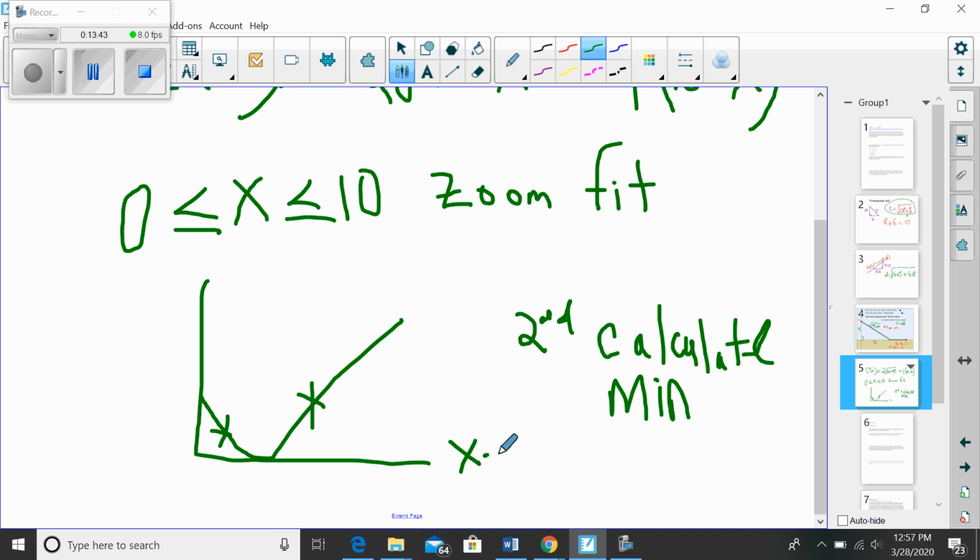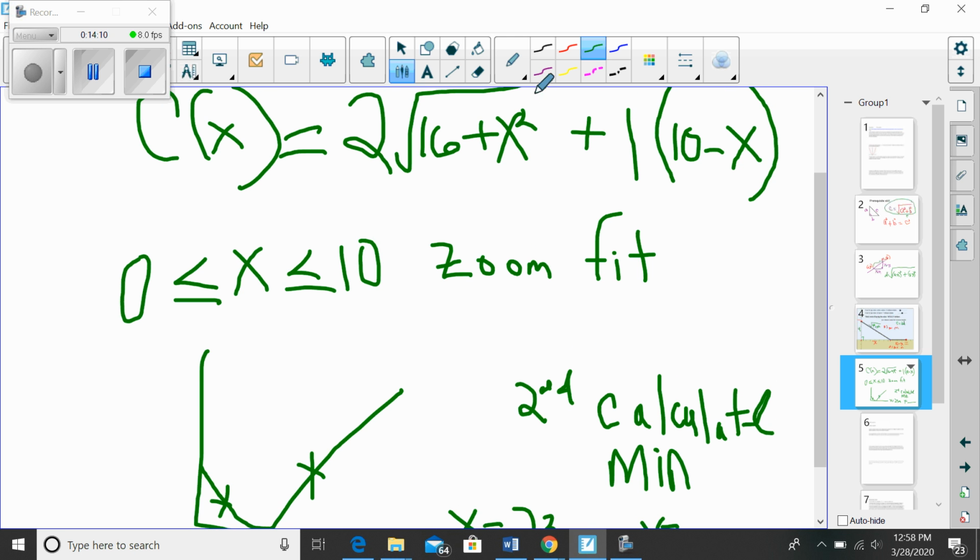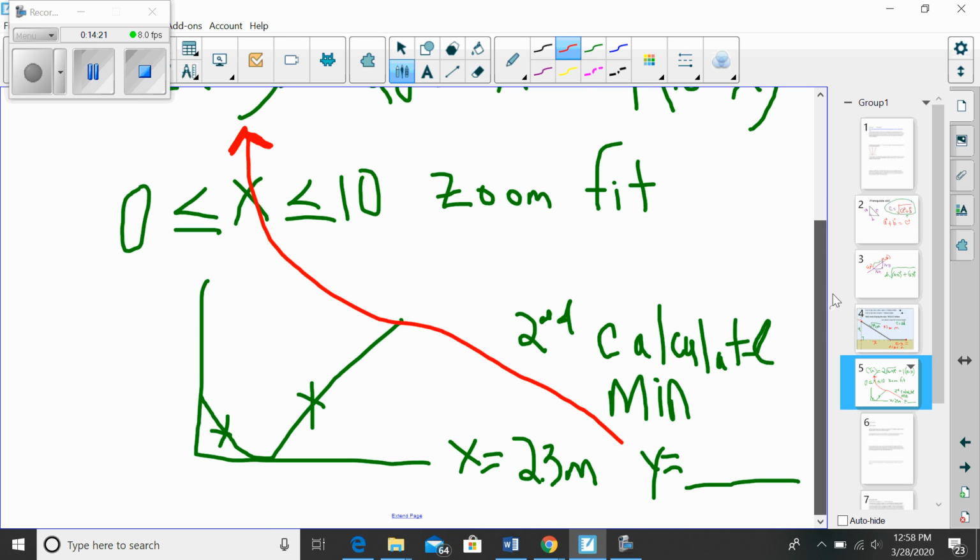And you're going to get x equals 2.3. All right, and we want to label that as meters. So 2.3 meters off the shoreline. And then the y coordinate that you get, I already deleted mine, I'm sorry, I don't have it, but it was like 16,000 something. Remember, what is the y coordinate? What did we graph as y? What we graphed as y was the cost. So the y coordinate is telling you the minimum cost.